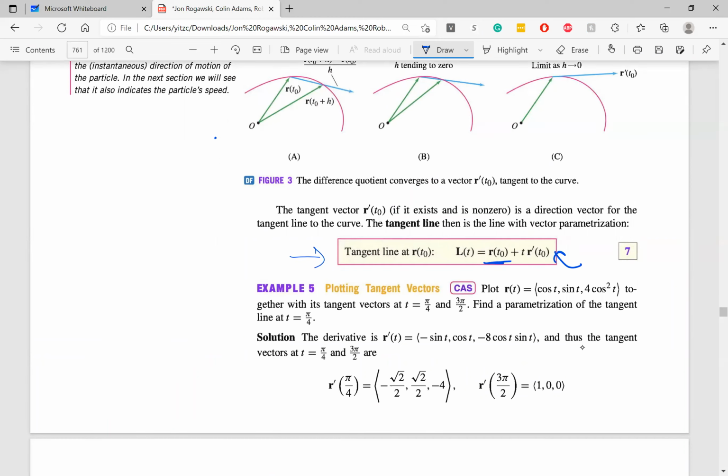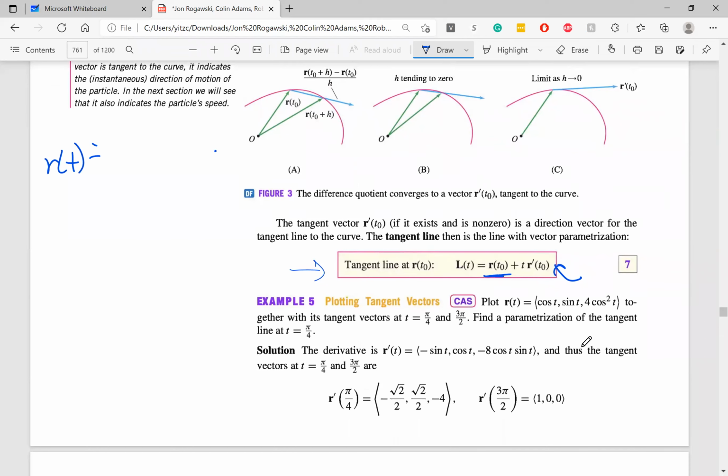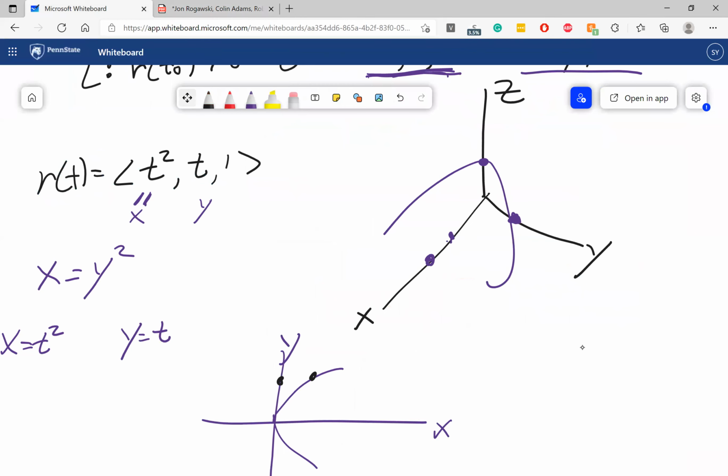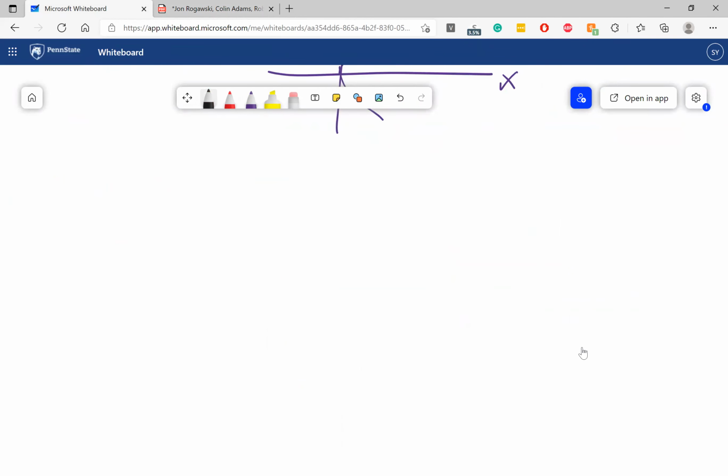Okay, so another example which they give is with this r of t. r of t is equal to cosine of t, sine of t, and 4 cosine squared of t. They want to find the tangent vectors at 2 points and then find the line at pi over 4. So, cosine of t, sine of t, 4 cosine squared of t. So r of t.